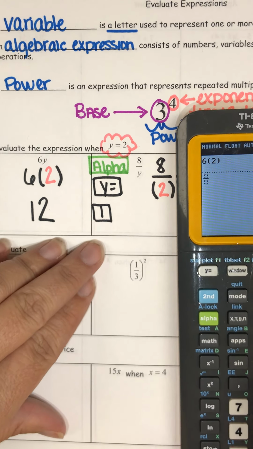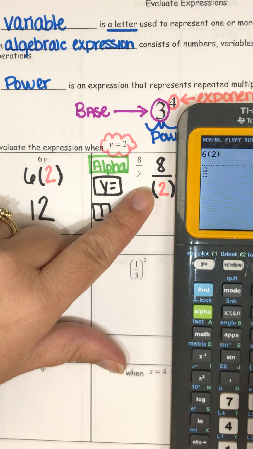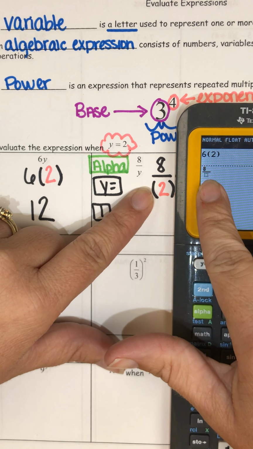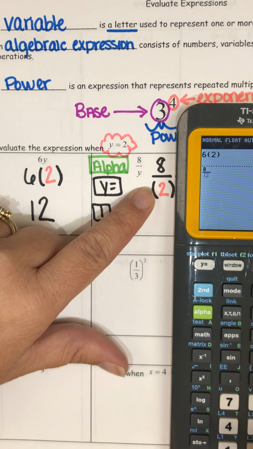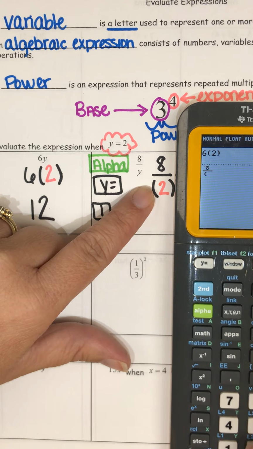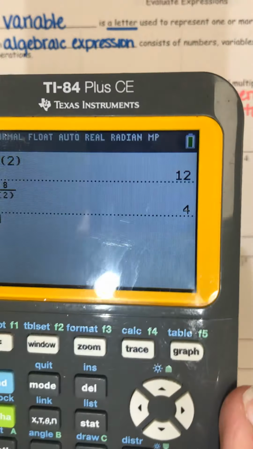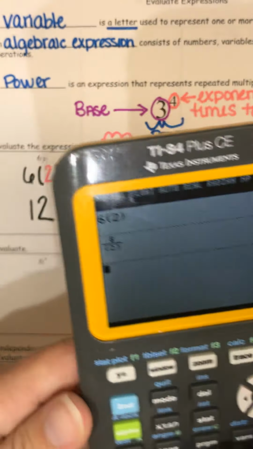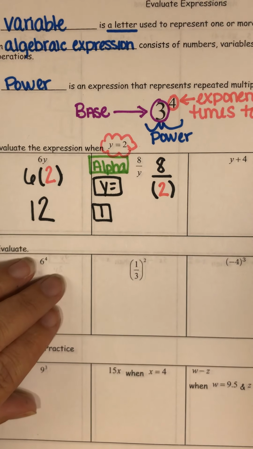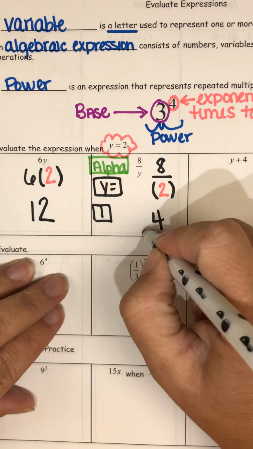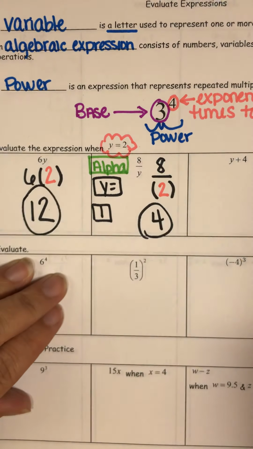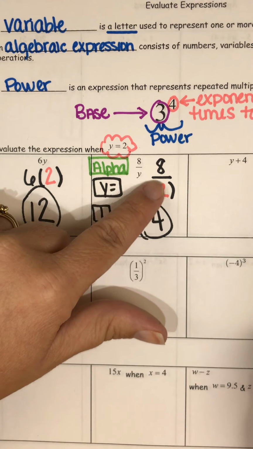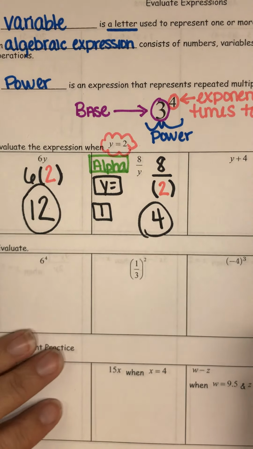And then we're going to type it in exactly as we see it, 8. And then to get to the denominator part, that's the lower part of that fraction, I'm going to arrow down, use parentheses and put my 2 in, and then hit enter. And then you'll see that my answer is 4. So I'm going to write the number 4 for my answer. And again, this is the work that I would expect to be shown.